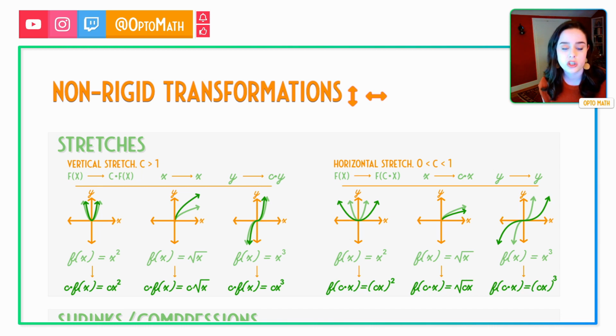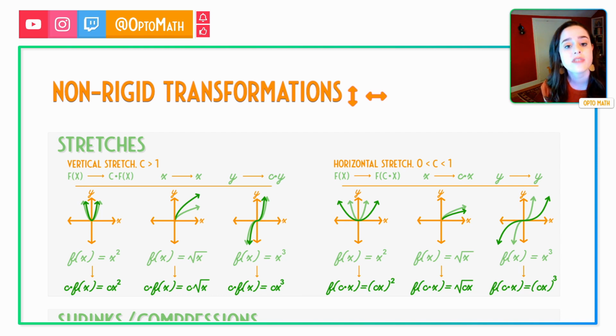Vertical stretch. If we think about stretching something vertically, think about silly putty. You stretch it vertically. Your x values won't change, but your y values are going to get bigger because you're getting taller. You're stretching it, you're getting taller. So that's what we see here.